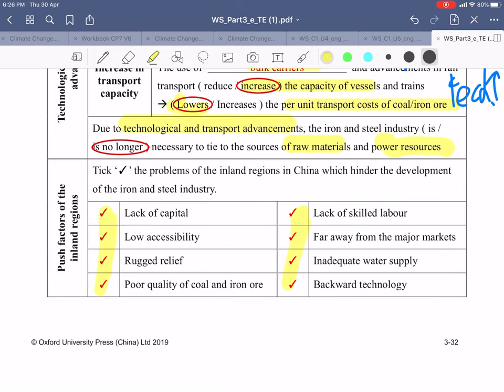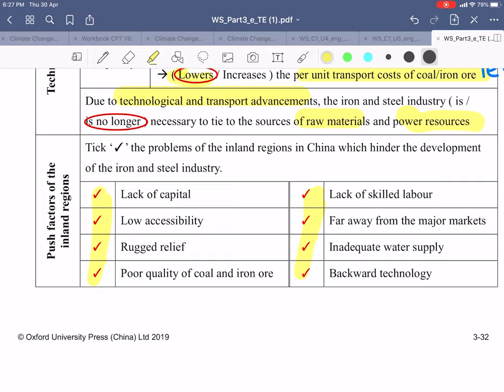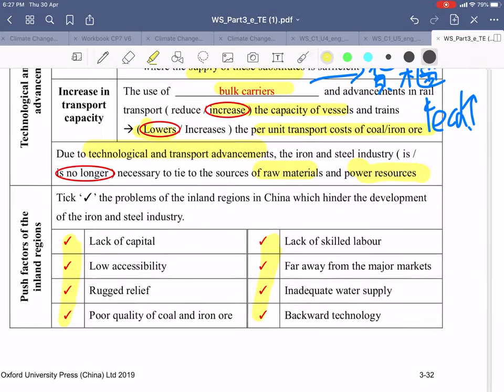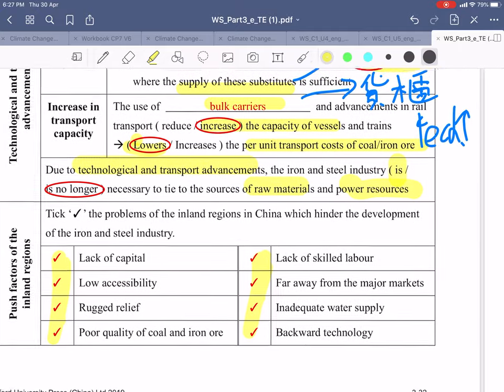But the inland region is somewhat being forced to start their factories right there. But actually there are still a lot of push factors inherent in the inland cities, which are not that popular for the iron and steel industry. For example, lack of capital, low accessibility, rugged relief. The iron ore and coal are present, but the quality is not that high. And also skilled labor is not widely available. And then far away from the major markets, inadequate water supply because it's inland. Okay. Backward technology is not too good, okay?